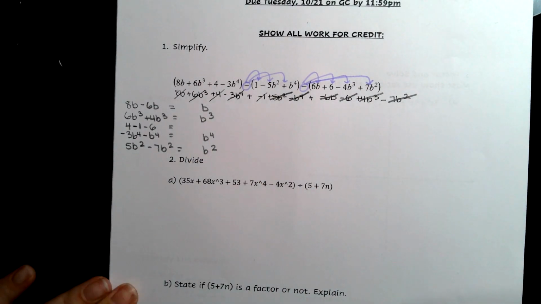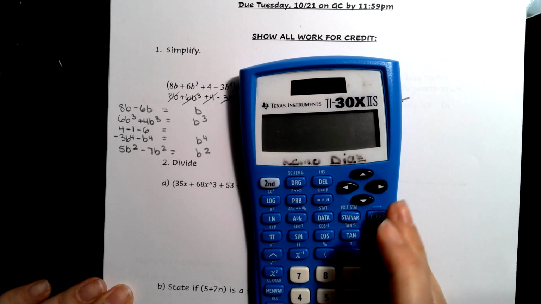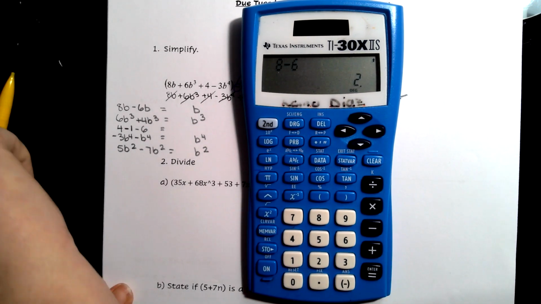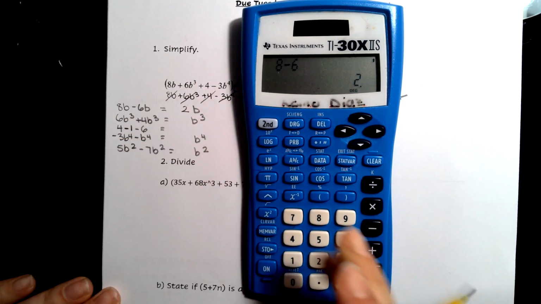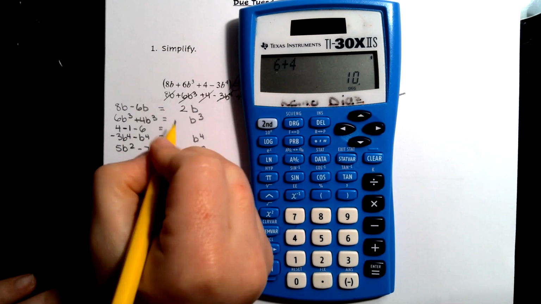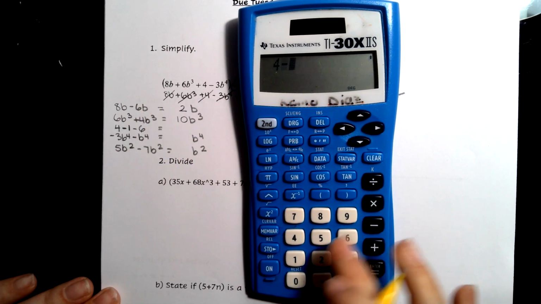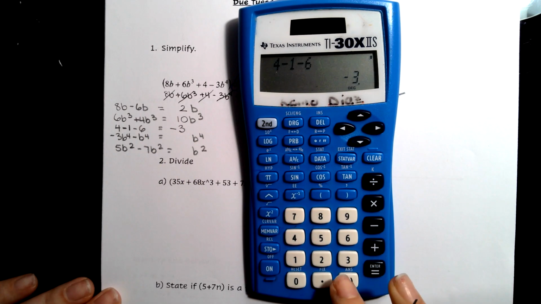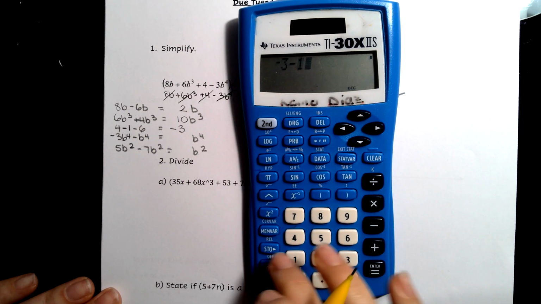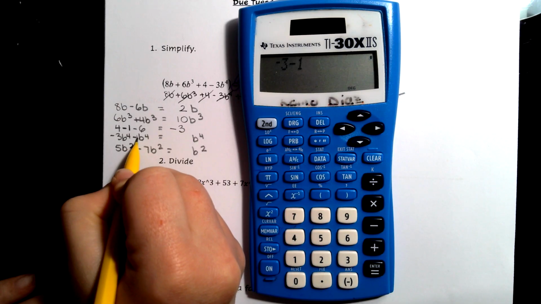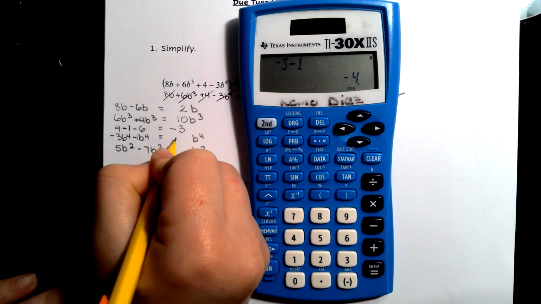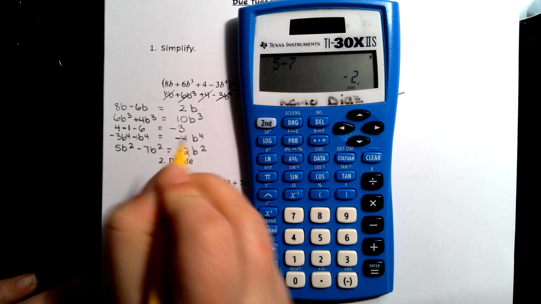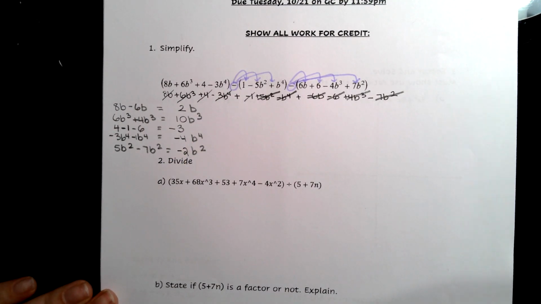Then you're going to pick up a calculator and do the numbers for it. For example, 8 minus 6, it's just 2. 6 plus 4, that's 10. 4 minus 1 minus 6, we get negative 3, constant here. Negative 3 and minus 1. Be careful here, you do have a 1, which is negative 4. 5 minus 7, which is negative 2. This is your work. This is not the answer.